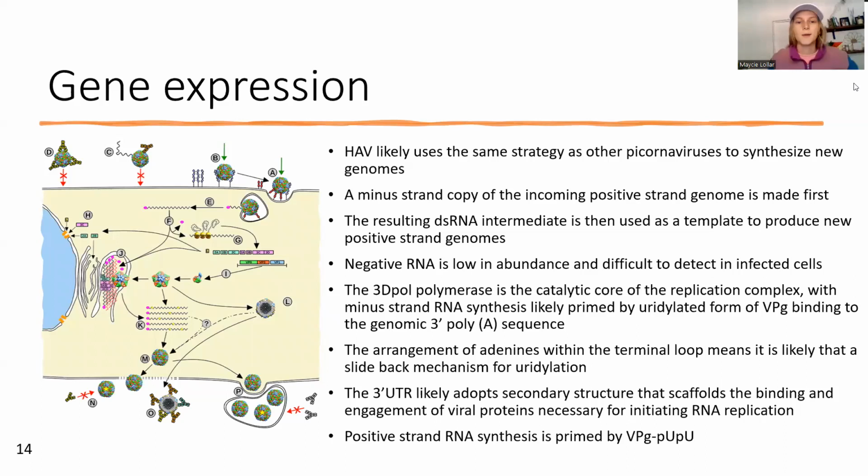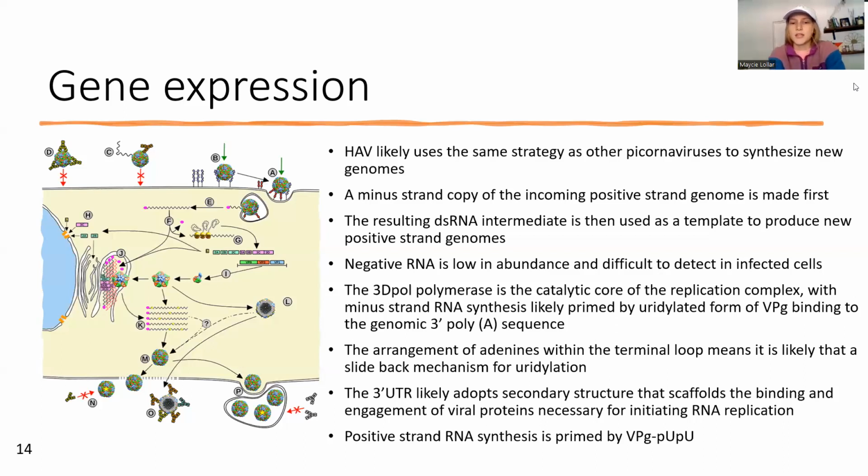So next, hepatitis A viruses likely use the same strategy as other picornaviruses to synthesize new genomes. So a minus strand of the incoming positive strand genome is made first. And the resulting double-stranded RNA intermediate is then used as a template to produce new positive strand genomes. And so the negative strand RNA is in low abundance and it is difficult to detect in infected cells.